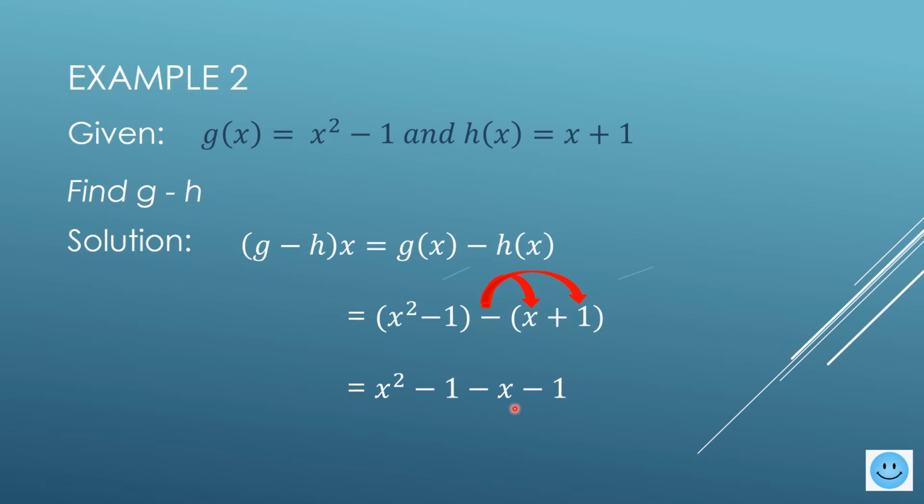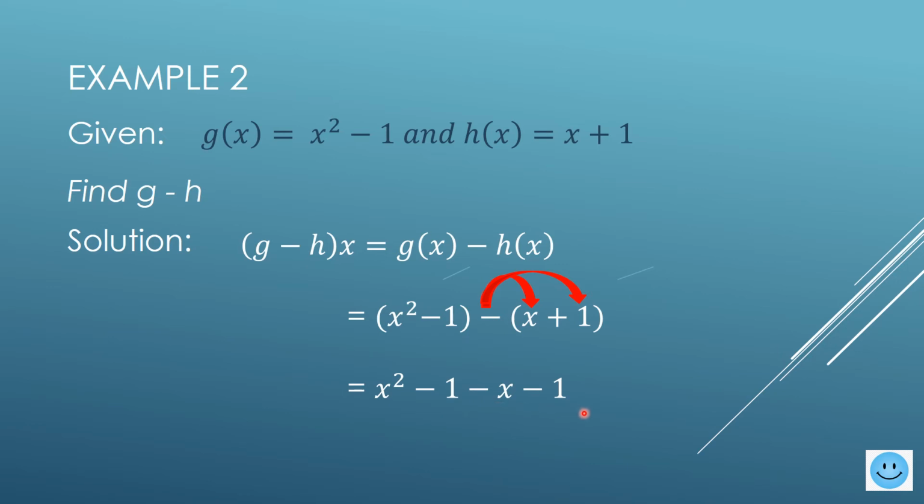Okay, remember that negative times positive is equal to negative. Negative times negative is equal to positive. Positive times positive is equal to positive. Positive times negative is equal to negative. Okay, remember that. So we have now x squared minus 1 minus x minus 1.